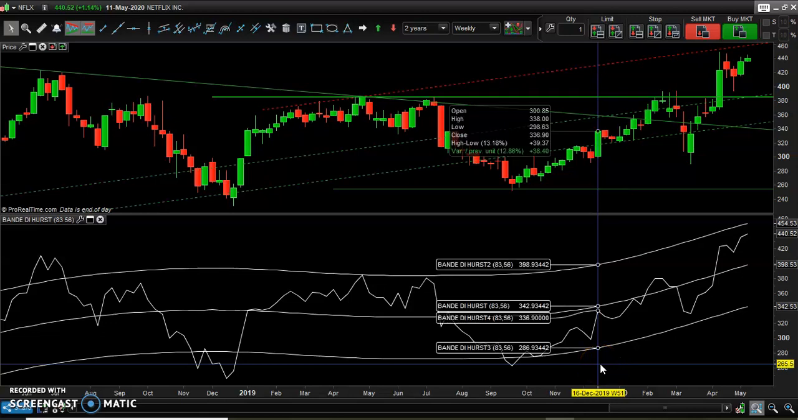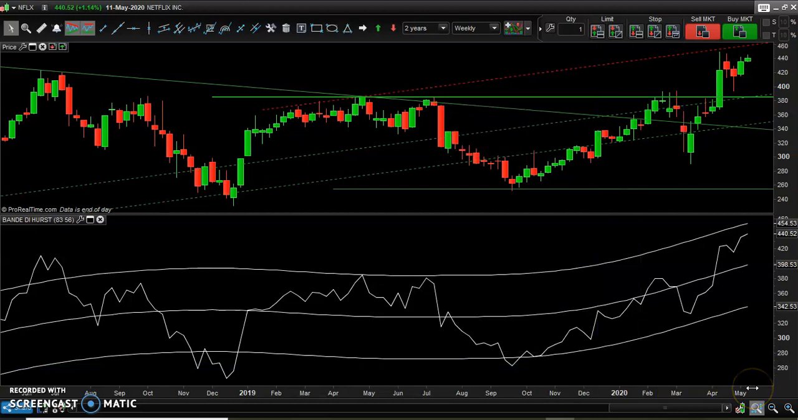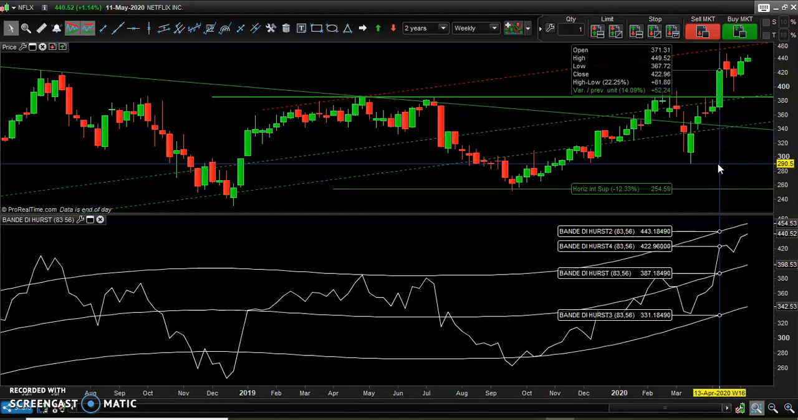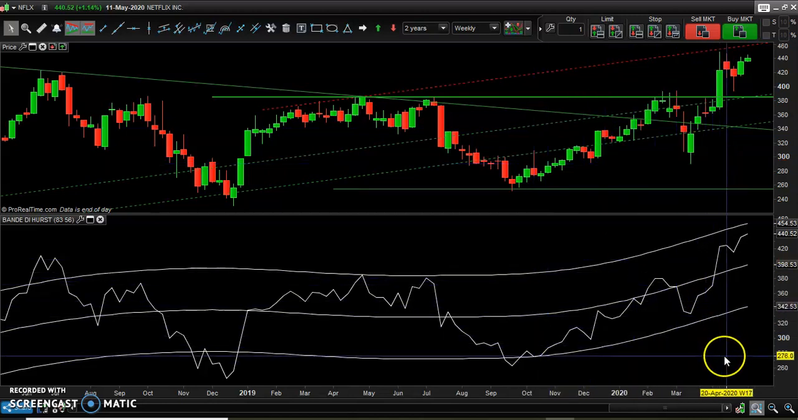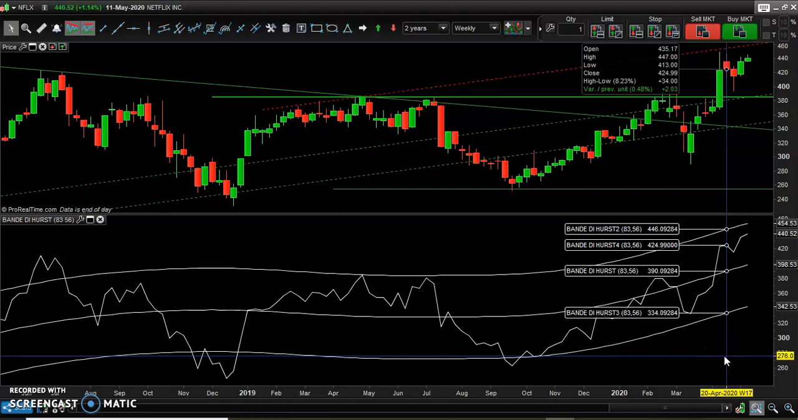Hi guys, today we'll be analyzing Netflix from a technical and fundamental point of view in depth. In the upper section we see the naked price with the resistances and the supports, while in the lower section we see a proprietary indicator derived from the Hart bands.